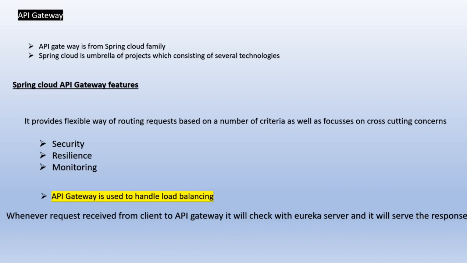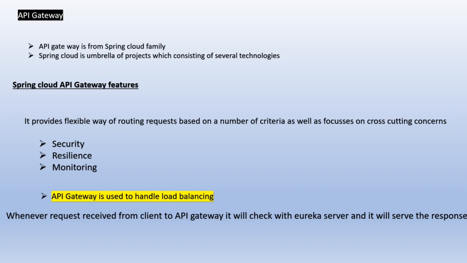And what are the API gateway features? It greatly provides good security, resilience and monitoring. It provides a flexible way of routing requests based on a number of criteria, as well as focusing on cross-cutting concerns. And the number one feature of Spring Cloud API gateway is that it is used to handle load balancing.